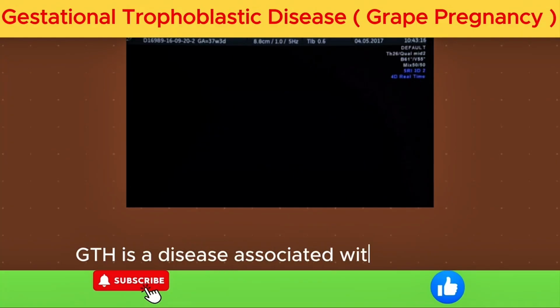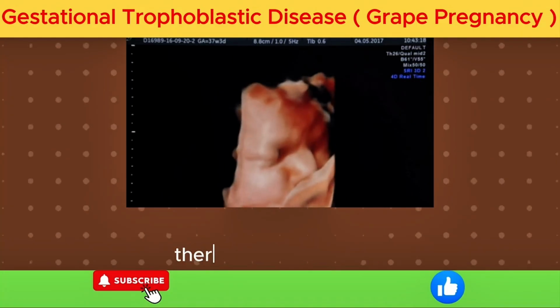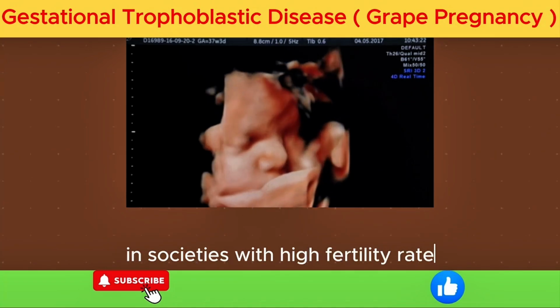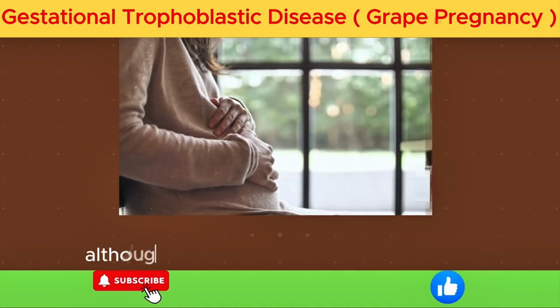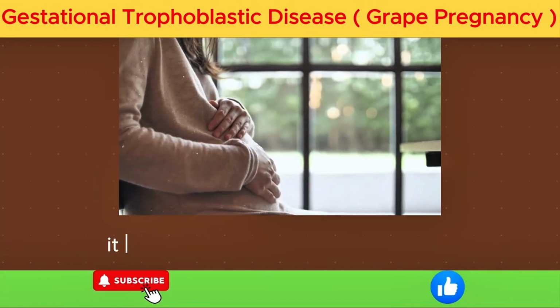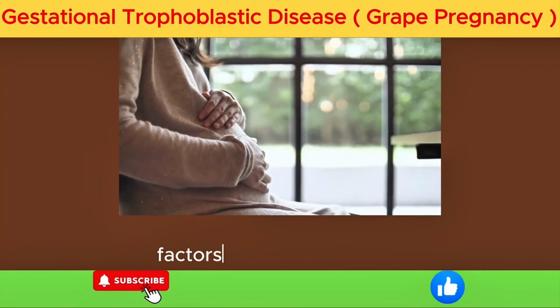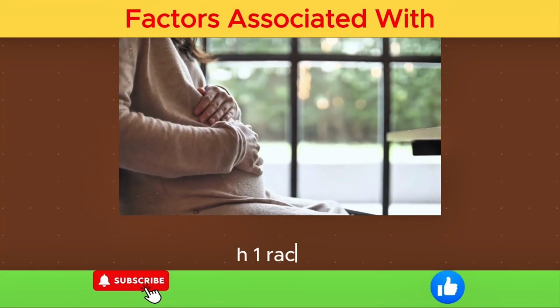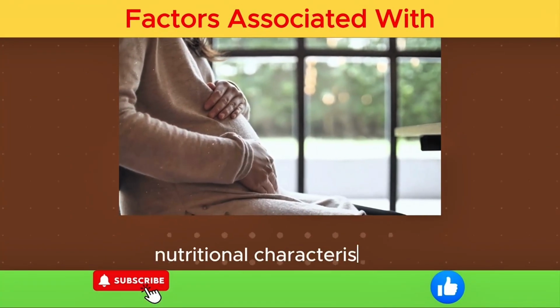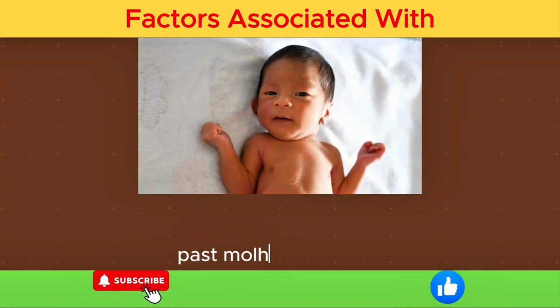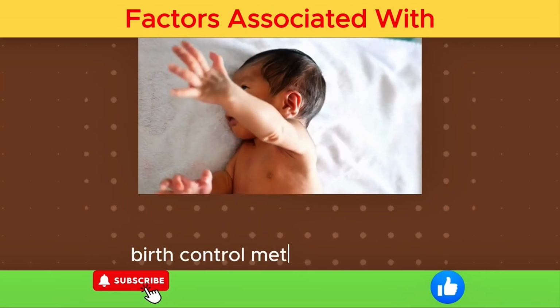GTD is a disease associated with pregnancy. Therefore, it is common and an important health problem in societies with high fertility rate like our country. Although it varies from country to country, it is seen at a rate of 1 in every 1,000 pregnancies. Factors associated with GTD: 1. Race, 2. Nutritional characteristics, 3. Age, 4. Number of pregnancies, 5. Past mole hydatiform, 6. Birth control method, 7. Cigarette.